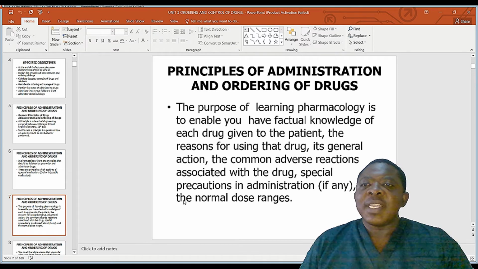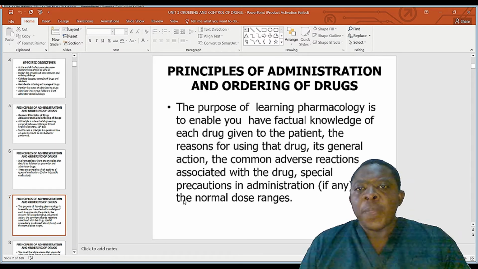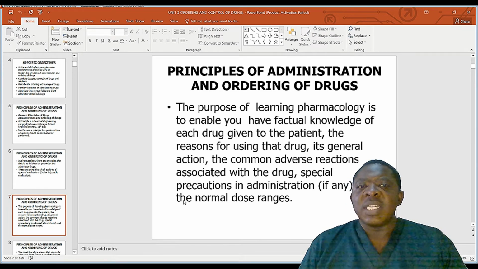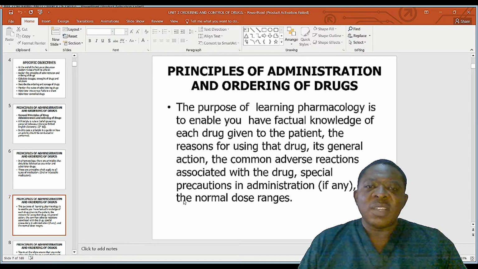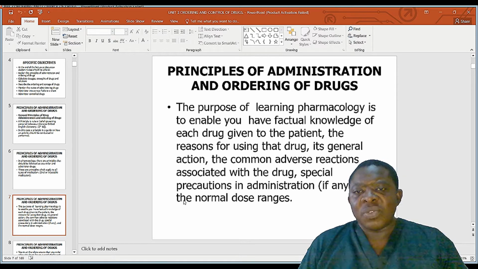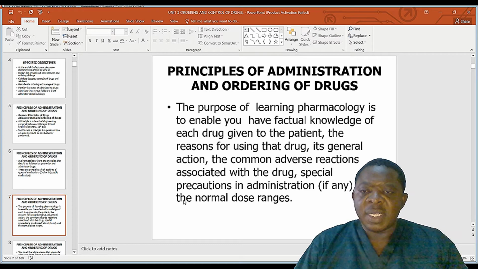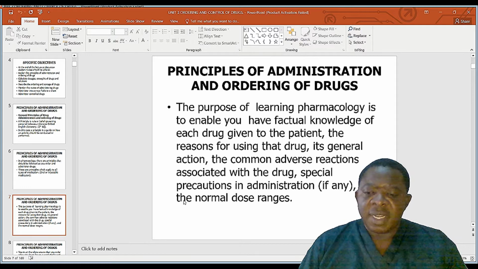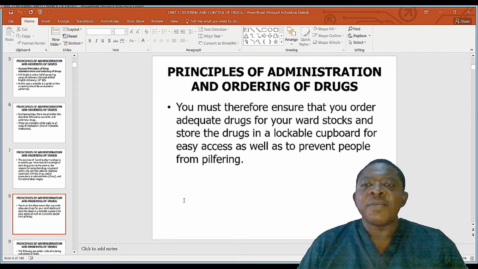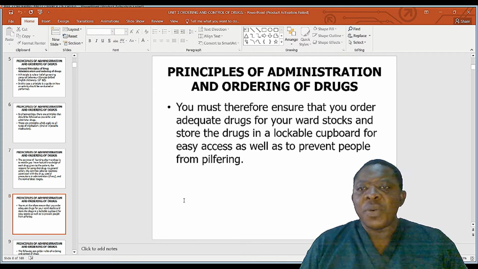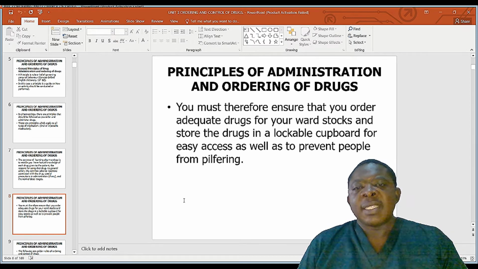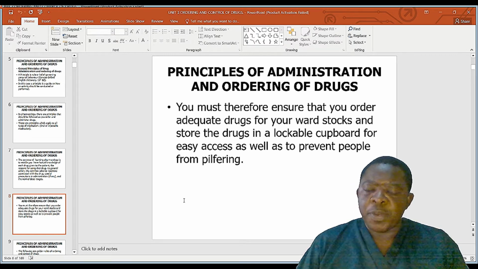The purpose of learning pharmacology is necessarily to enable you, the student health practitioner, to have a factual knowledge of each drug given to the patient. The reason for using that drug, its general action, the common adverse reaction associated with the drug, the special precautions in administration, if any, and also the normal dose ranges. So that is the purpose of learning pharmacology. So you must therefore ensure that you order adequate drugs for your ward stocks and store the drugs in a lockable cupboard for easy access as well as to prevent people from pilfering.